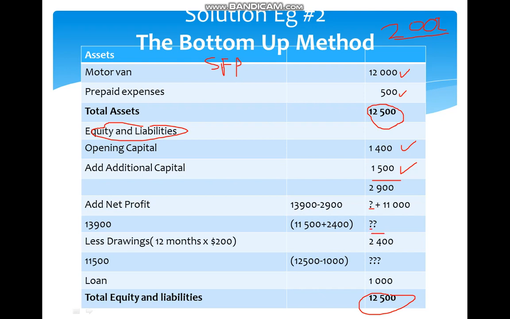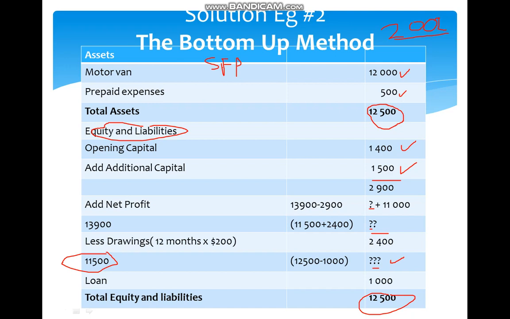Then after that, we are supposed to put our drawings figure, and this is 2,400. We don't have a problem with this one. Then we get also another two question marks. From below, what we do, we get our 12,500. We are going to subtract 12,500 minus 1,000. This 1,000. Then we get 11,500. Okay, we put our 11,500 on these three question marks.